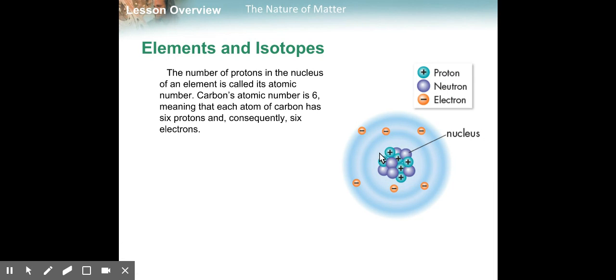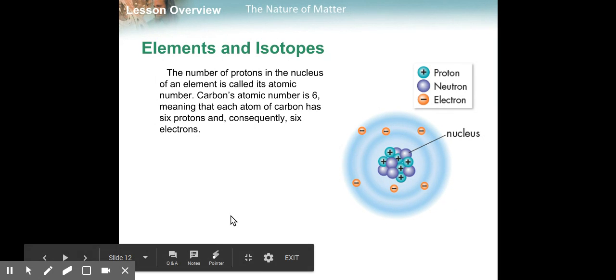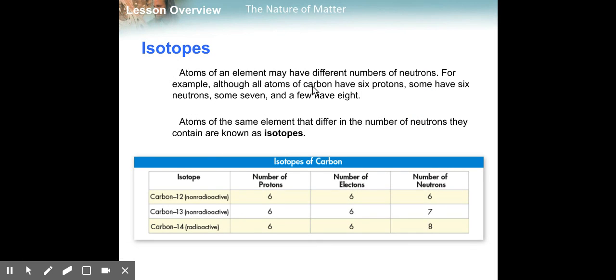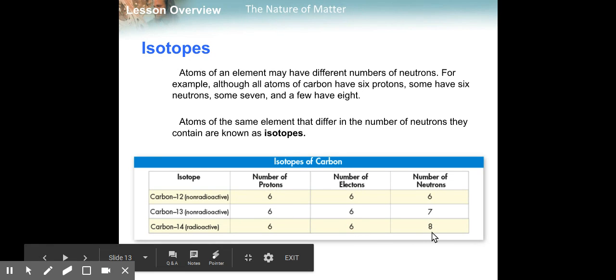The number of protons in the nucleus is the atomic number. So for carbon, that number would be 6. And since there's 6 protons, there's got to be 6 electrons to balance that out. So isotopes, they're going to have the same numbers of protons and electrons, but a different number of neutrons. So this chart is showing carbon-12, carbon-13, carbon-14. They each have 6 protons and 6 electrons, but the number of neutrons goes up.